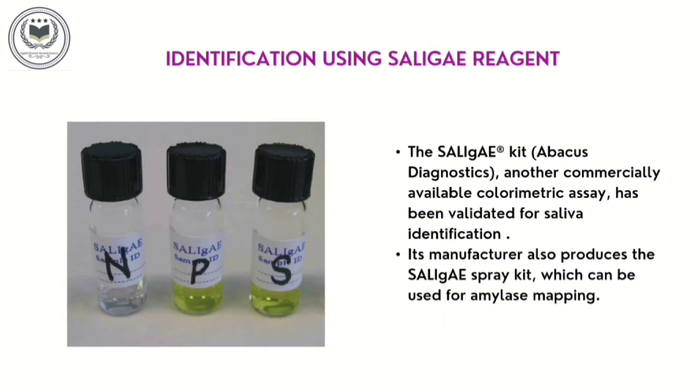There is another presumptive test like the colorimetric assay. We can identify saliva using the Saliva reagent. The Saliva reagent kit is available as another commercially available colorimetric assay and has been validated for saliva identification. Its manufacturer also produces a spray kit which can be used for amylase mapping.